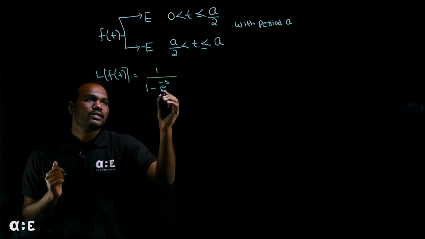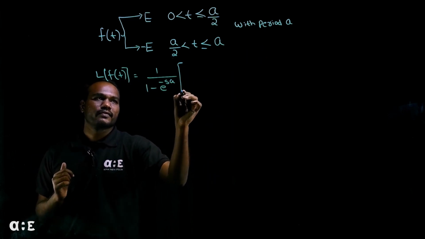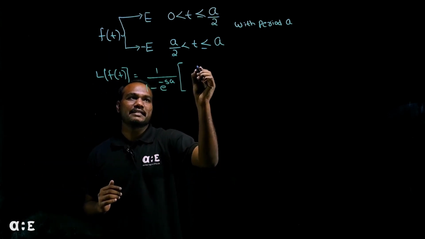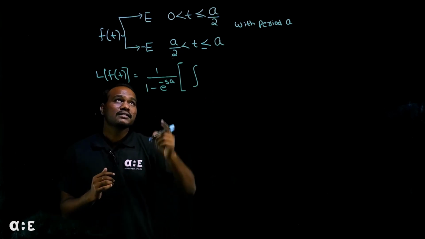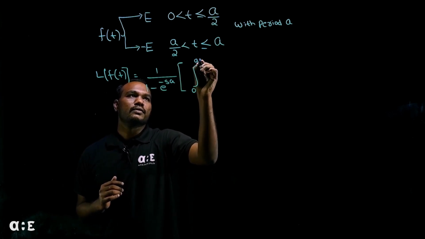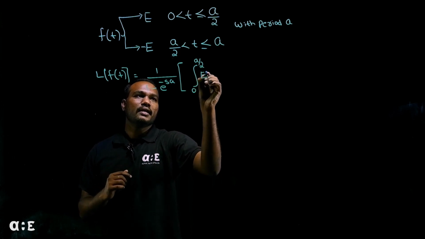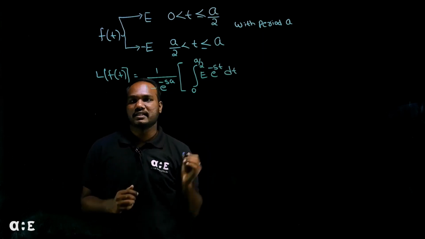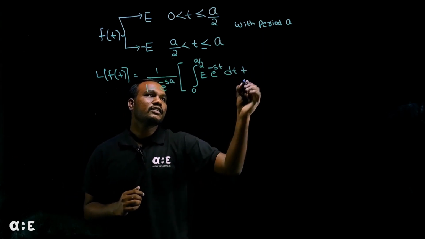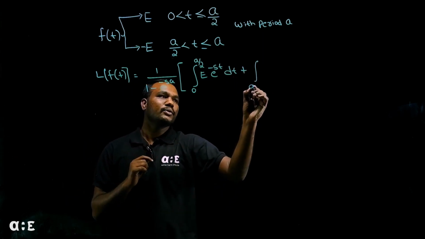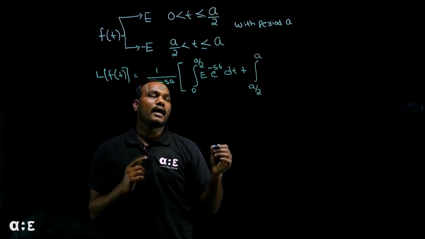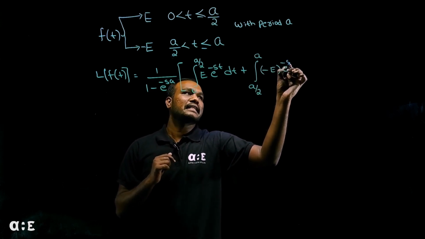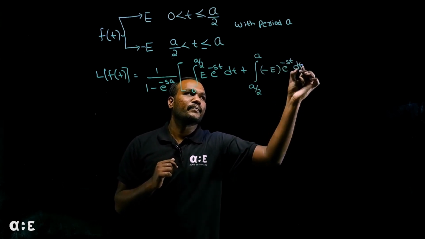What is given? A. So just take A here. And there are two limits or intervals that have been given. So let's take them. This is an interval from where to where? From 0 to a by 2. What is the function? e power minus s t, and we have to integrate with respect to dt. Let's write that. Plus, again I need to consider integration from where to where? A by 2 to a, and again consider minus e power minus s into t dt.